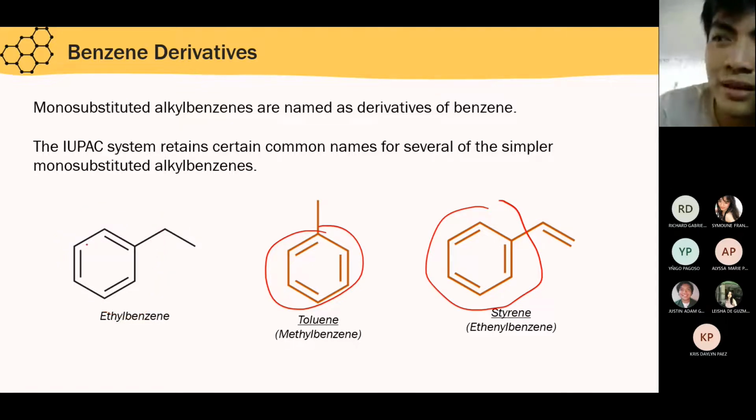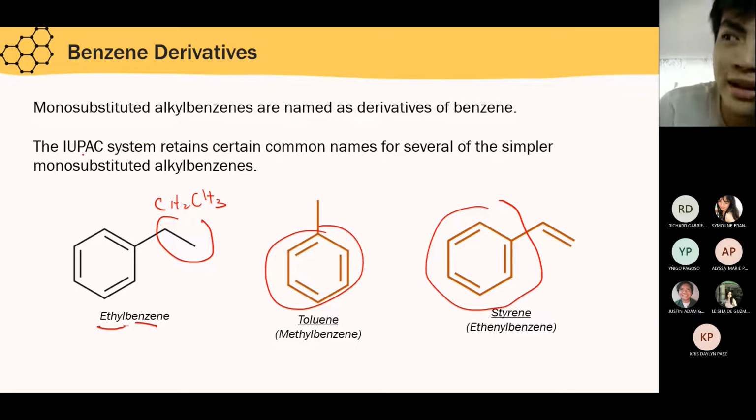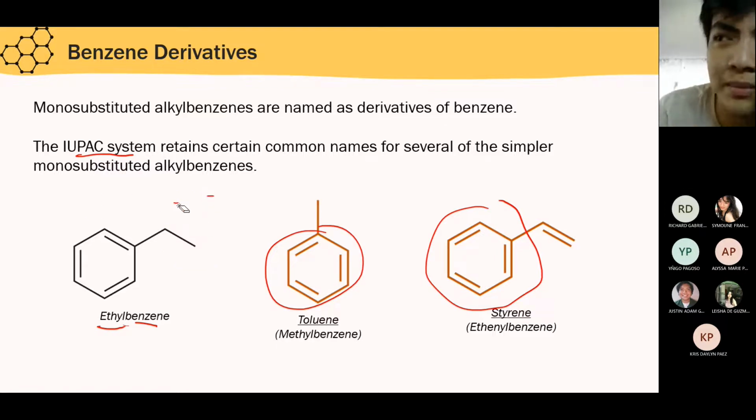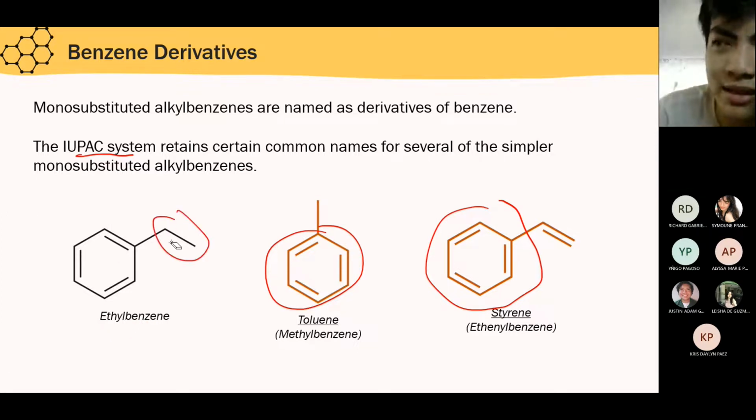For example, in this molecule here, it has an ethyl group. Okay? CH2, CH3. Ethyl yan. So, if the ethyl is attached to benzene, ang name niya ay ethyl benzene. Okay? So, basically, nasusunod pa rin yung IUPAC system. Kumbaga, our parent chain now is the benzene. Okay? So, benzene, the parent chain in our compound is benzene. Okay, so this one is ethyl benzene because simply you have an ethyl group here attached to your benzene.